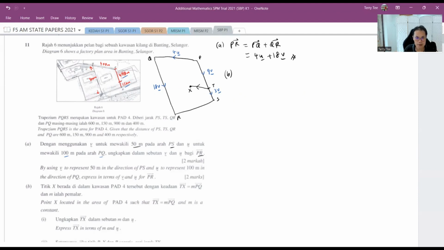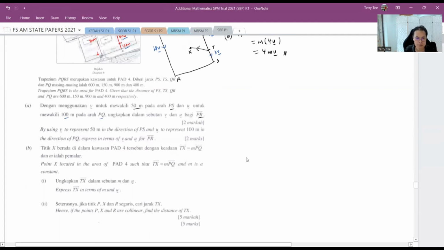When we say TX is m PQ, that means TX is parallel to PQ. So we know TX is m times PQ. Since we know PQ is 4U, so this is 4mU. TX is 4mU. So I've got TX in terms of m and U. Next, I may have to zoom out a little bit more.